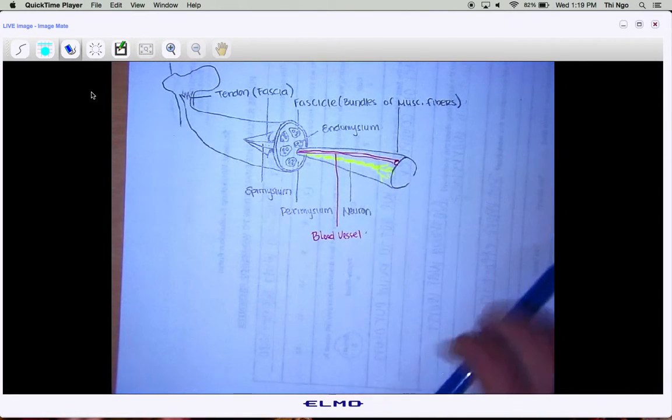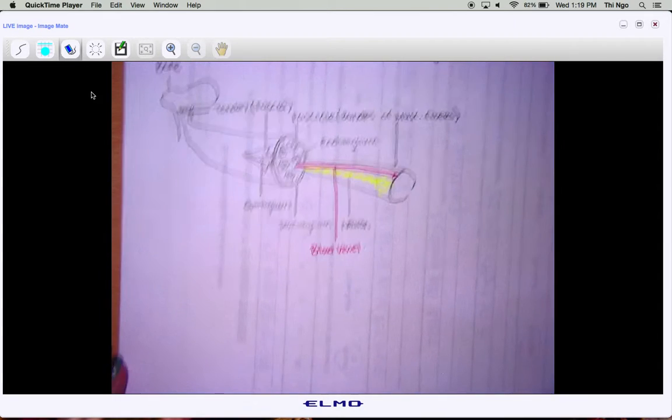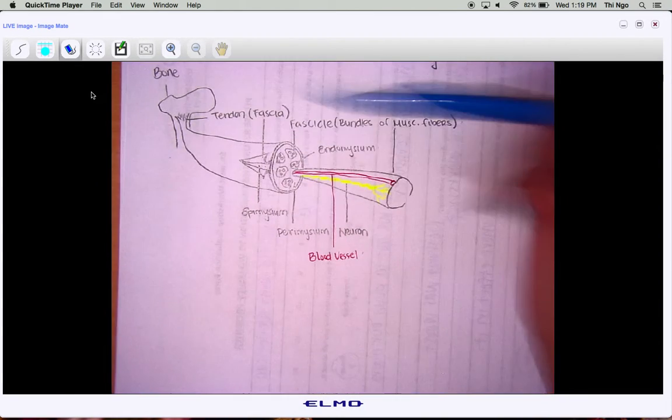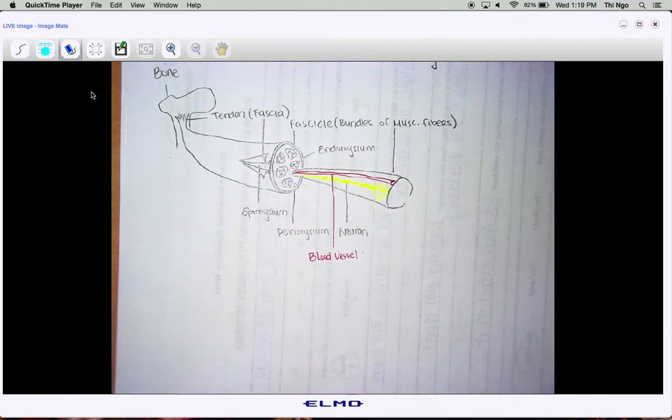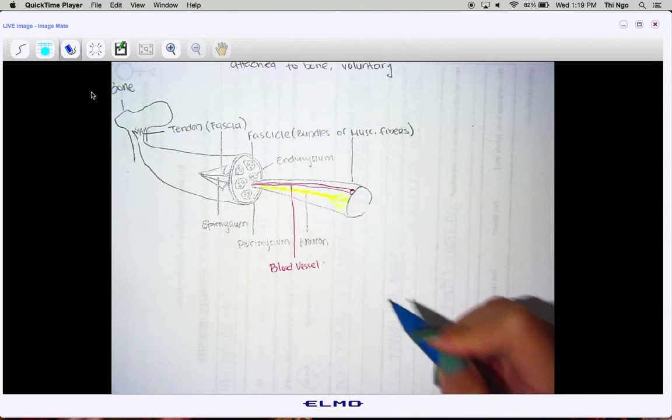All right, so we're going to finish up this drawing here of the skeletal muscle. So far what we've done is we've drawn the muscle attached to the bone, and then we pulled one of the fascicles out and zoomed in on that fascicle. So we're going to take a look at what's on the inside of this fascicle here.